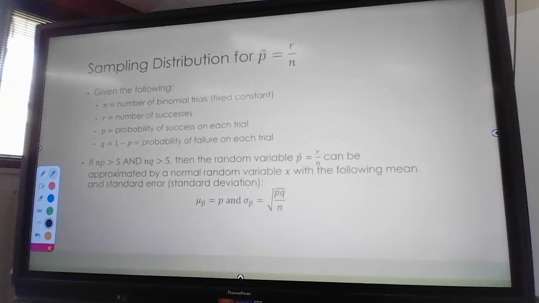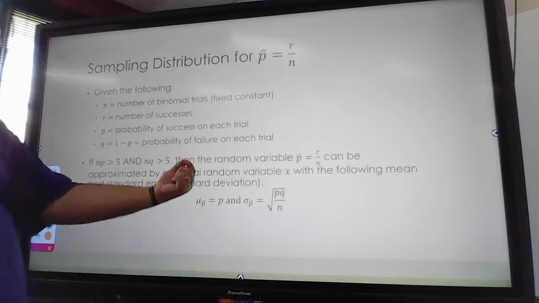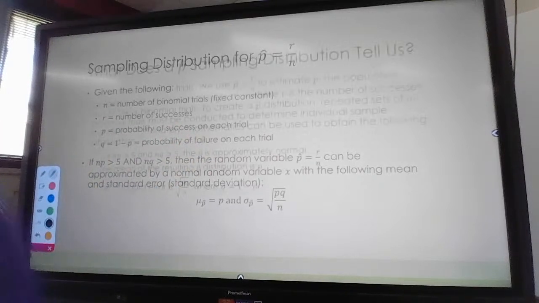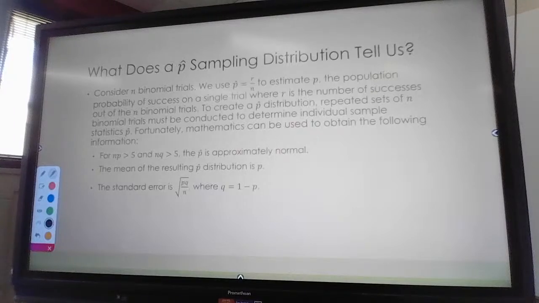If NP and NQ are each greater than 5, then that proportion, that P hat equals R over N, can be approximated by a normal random variable with the following mean and standard error. The mean will now be the probability of success. To calculate the standard error, the standard deviation, we take the square root of P times Q divided by N. So P times Q, divide that by N, take the square root. And what does that actually tell us?